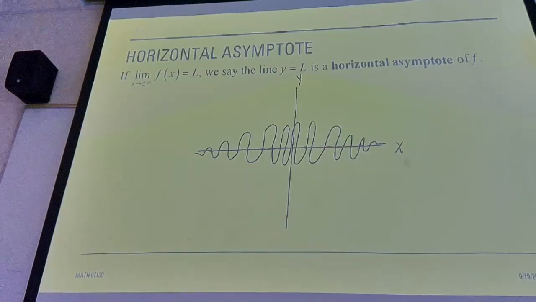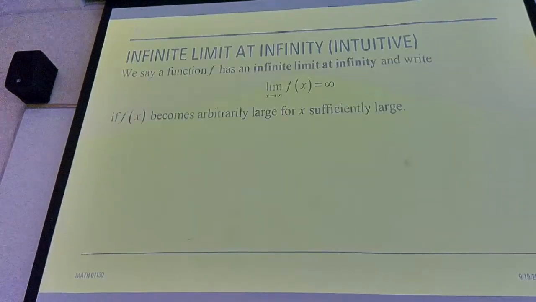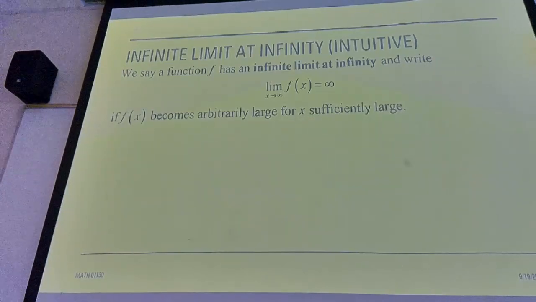But who says that the function has to actually converge to some value? It could just keep increasing without bound, right? x squared. As x gets larger, so does x squared, right? So x squared would increase without bound. So the function has an infinite limit at infinity. If f of x becomes arbitrarily large for x sufficiently large, then we write the limit as x approaches infinity of f of x equals infinity.